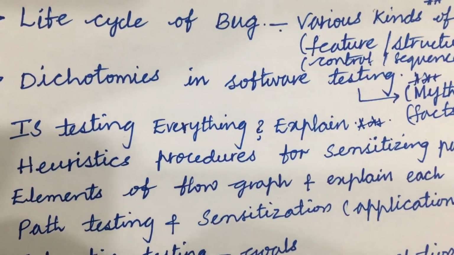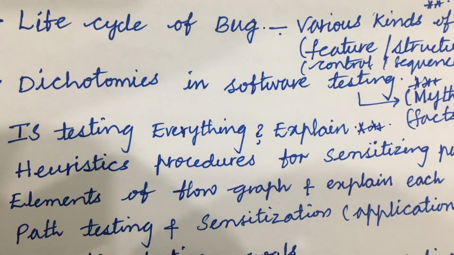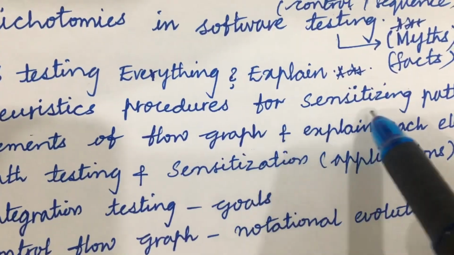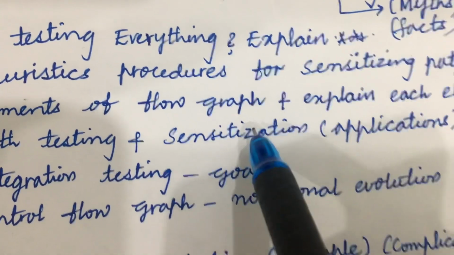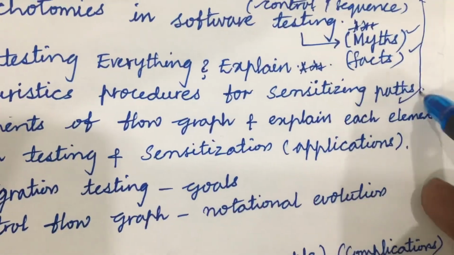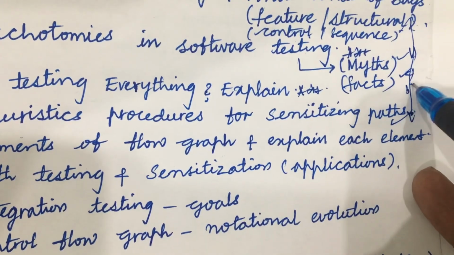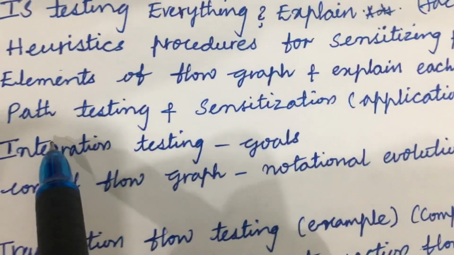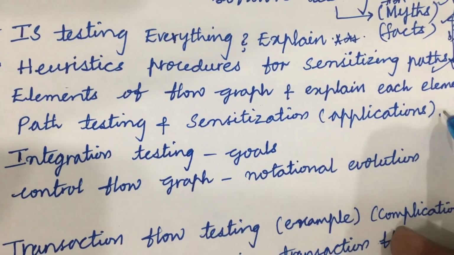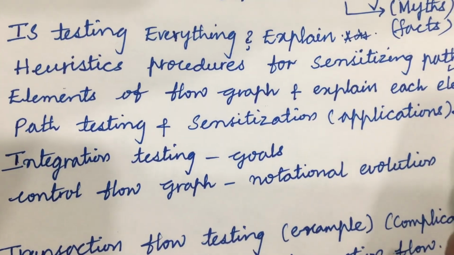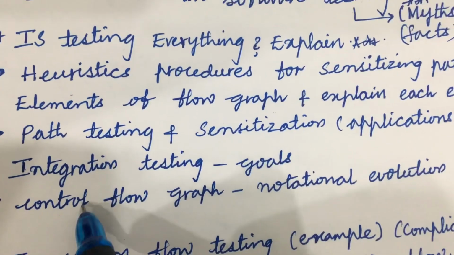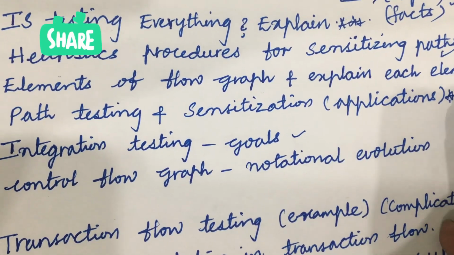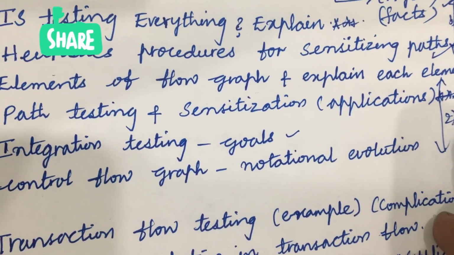All are guaranteed questions where the combination of 7 and 8 marks will be your question paper pattern, and do not expect a direct 15 marks. Later, heuristics procedure for sensitizing paths as well as elements of flow graph and explain each element. Till here you will be getting 1A as well as 1B, dear students. Later, elements of flow graph and explain each element as well as path testing and sensitization and its application is also one of the guaranteed questions which will be asked in 2A as well as 2B, and integration testing as well as the goals and the control flow graph as well as the notations and evolutions. Till here you may be getting 2A as well as 2B.